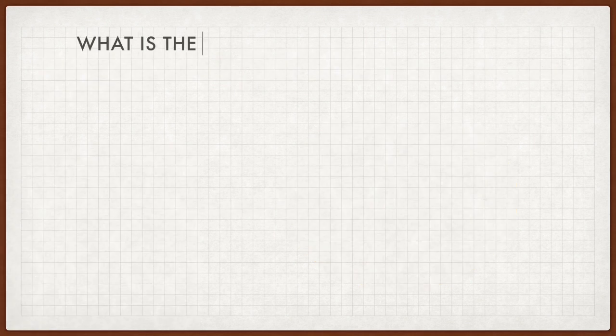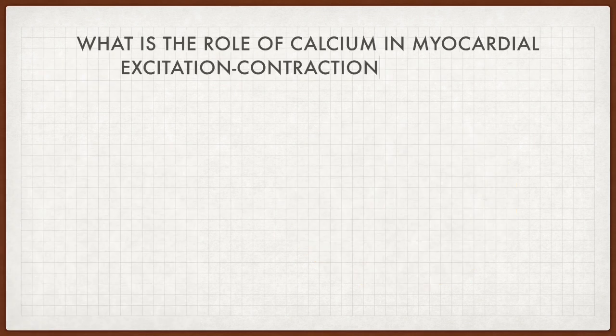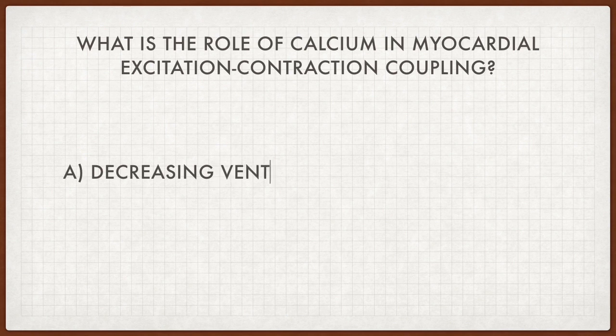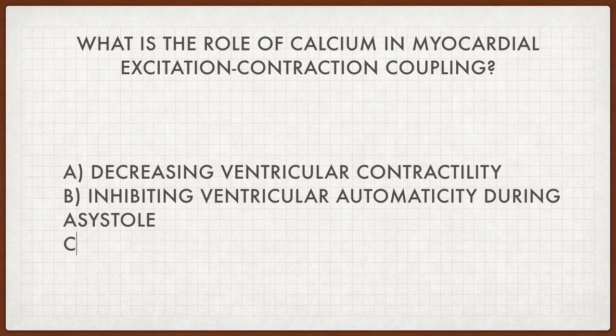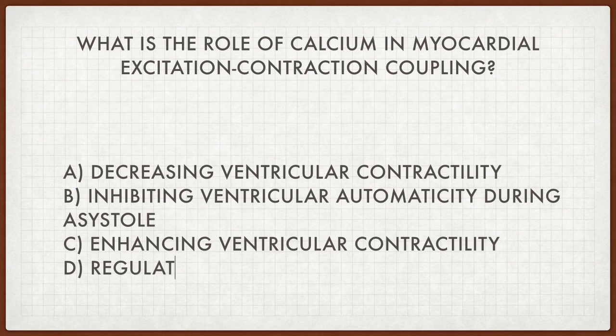What is the role of calcium in myocardial excitation contraction coupling? A. Decreasing ventricular contractility. B. Inhibiting ventricular automaticity during asystole. C. Enhancing ventricular contractility. D. Regulating blood flow in the brain.